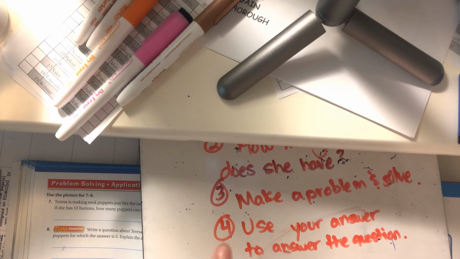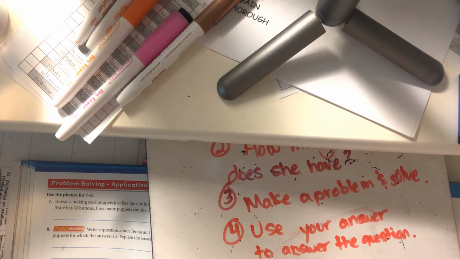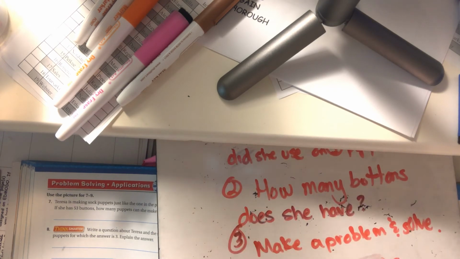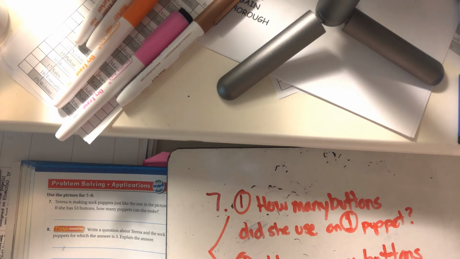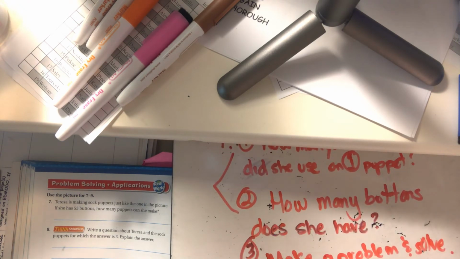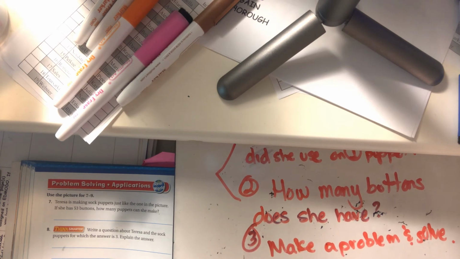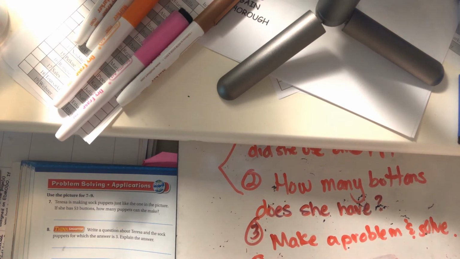Okay, so here's where I am giving you a little bit of freedom here to see if you know how to use this information now. So I gave you the questions you need to ask yourself, right? The first thing you need to do is always look at the information they gave you. So the first two or three or however many questions you need should be, what did they give you in the problem? Well, the first thing, how many buttons did she use on one puppet? They gave you a picture, so you're going to have to use that picture and figure it out. The second question was, how many buttons does she have? They already told you that in there, so just look back at the problem.